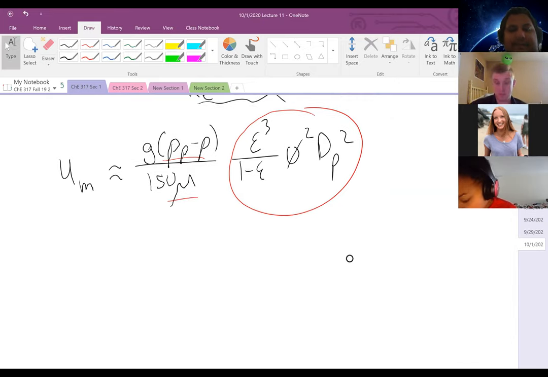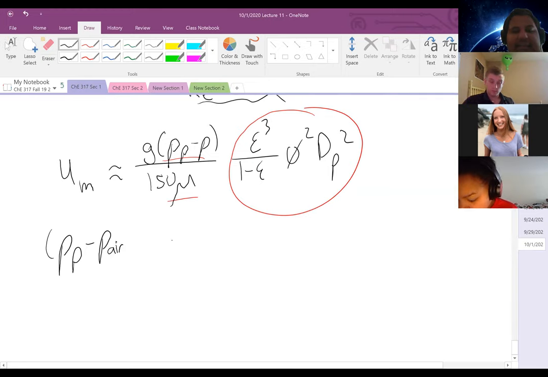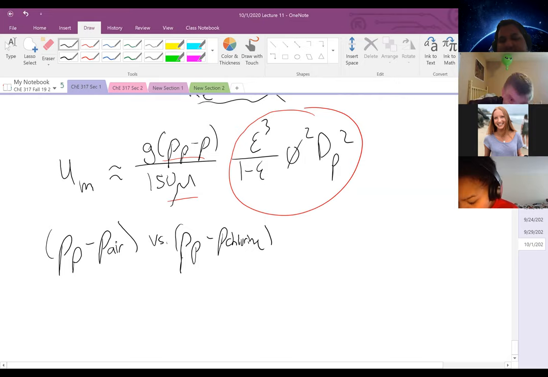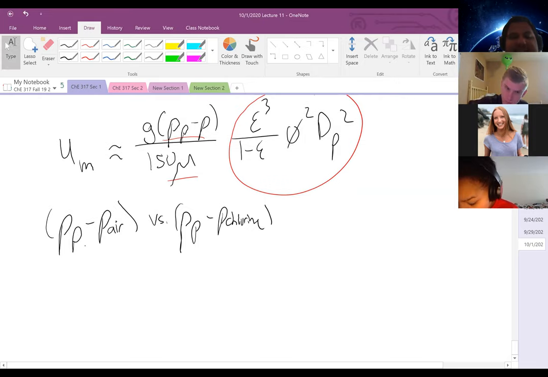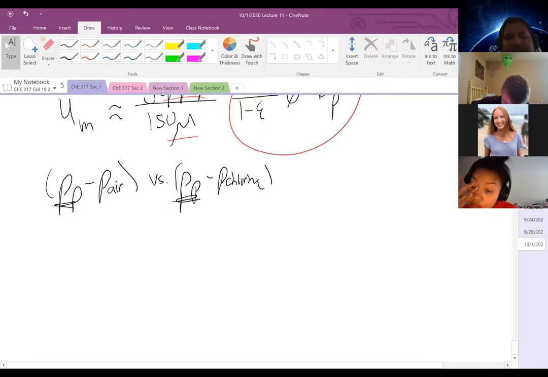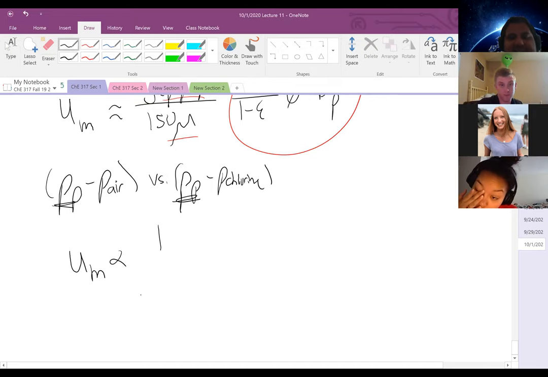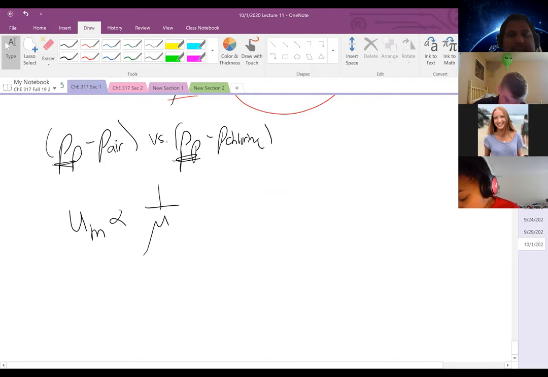Now I can argue that the density of my particles minus air versus the density of the particles minus chlorine is going to be a negligible change, primarily because the density of the particles in this system is going to dominate. It's a solid particle. So looking at the difference between the solid and these two different gases, I'm still going to get about the same value. So the only thing that's really going to change is the viscosity term, in terms of the change of my minimum fluidization velocity.